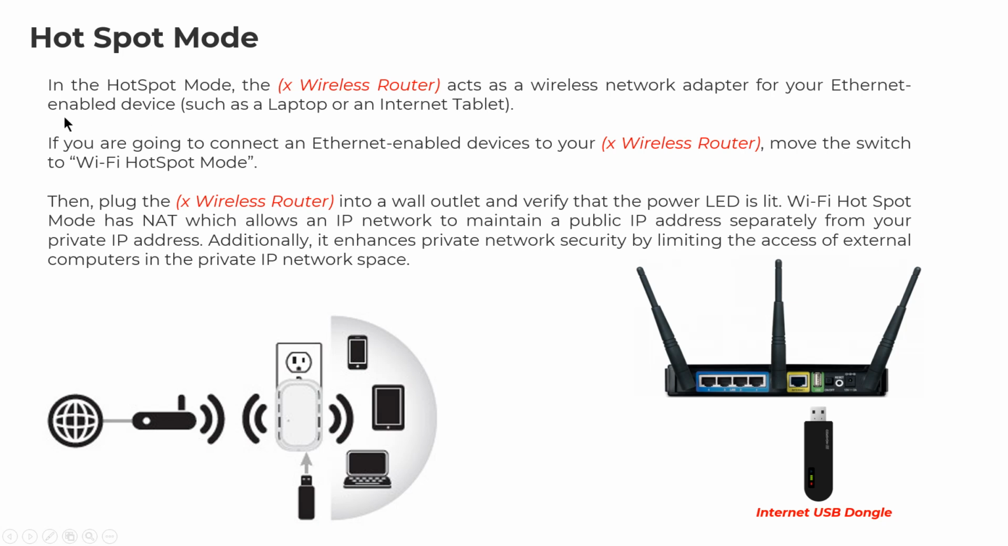In the hotspot mode, the wireless router acts as a wireless network adapter for your Ethernet-enabled device such as a laptop or internet tablet. If you are going to connect Ethernet cable devices to your router, move the switch to Wi-Fi hotspot mode. Then plug the wireless router into an outlet, and you will get all the devices.